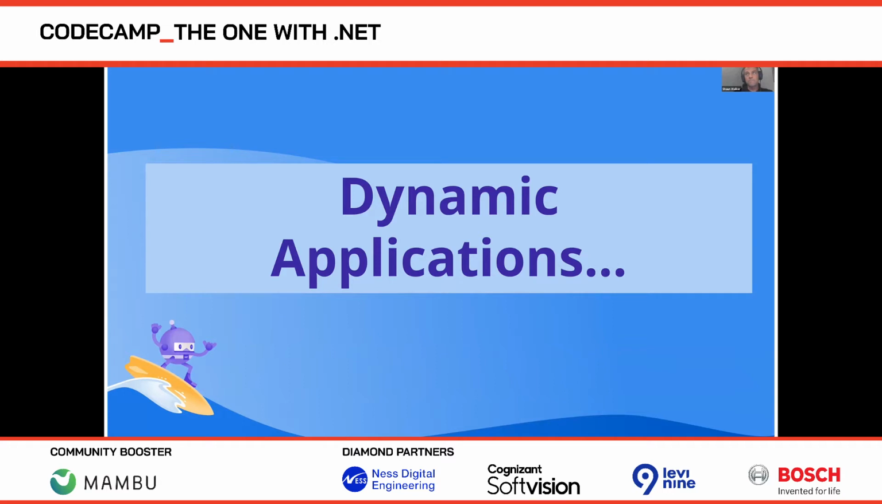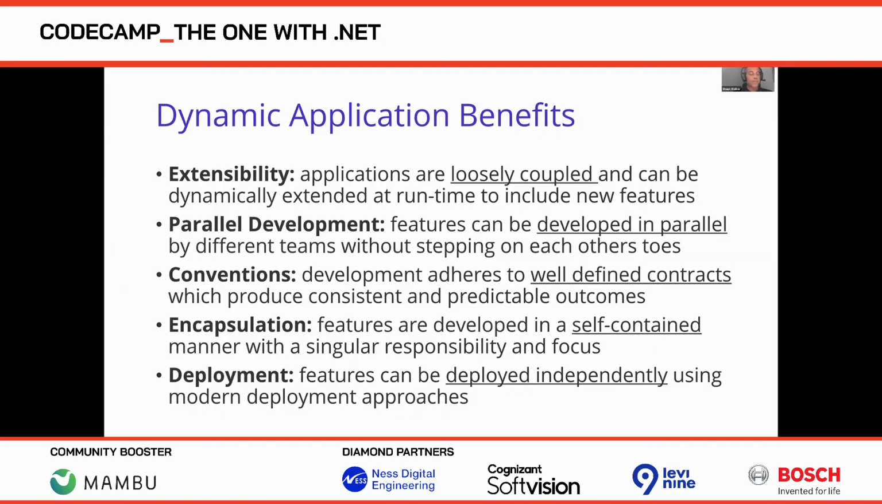And basically, these are applications that can be extended very easily at runtime to enable new functionality. Dynamic applications have a number of benefits that come along with them. Benefits such as extensibility, because they are very loosely coupled in their architecture. It allows you to add new features. It allows your development teams to work on the application in parallel without conflicting with one another.